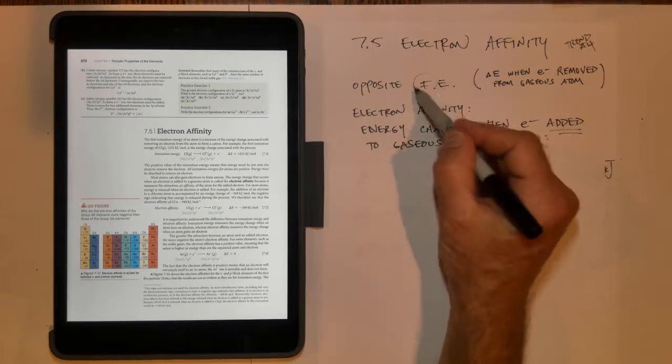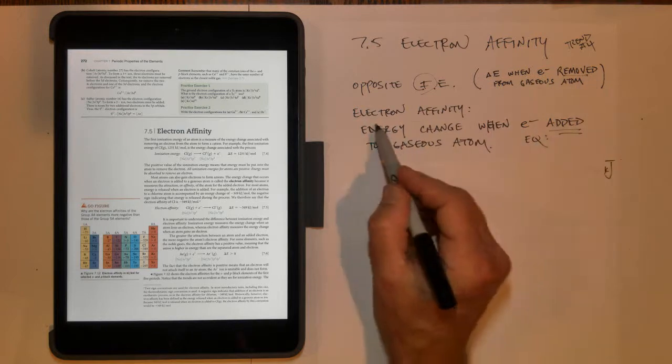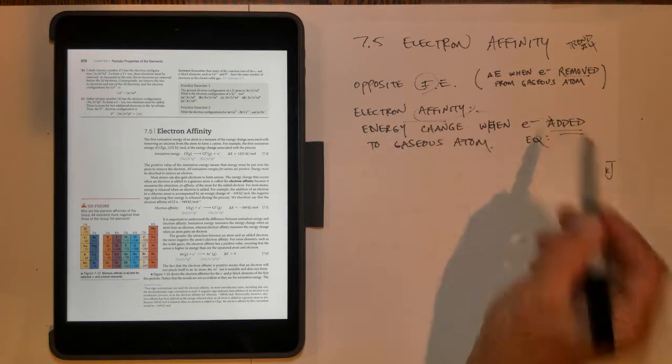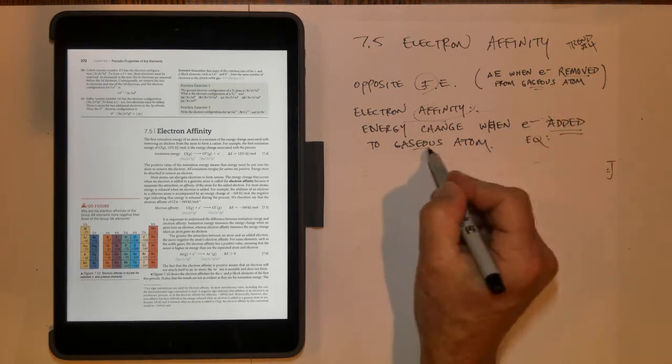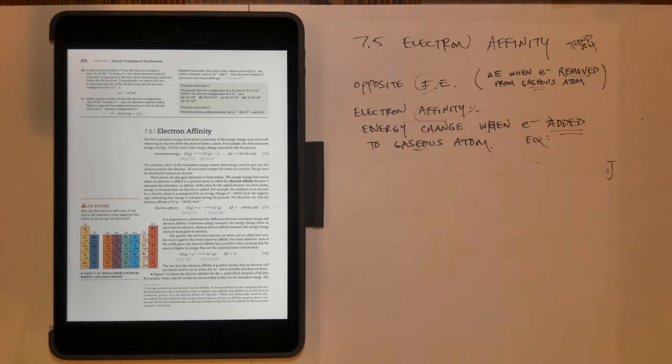So ionization is the removal. Affinity is the addition of an electron to a gaseous atom. Notice both are gaseous atoms. So the equation would look backwards of ionization energy. So the ionization energy of fluorine would be the loss of an electron, but the electron affinity of fluorine would be fluorine gaining an electron. And so we'd end up with fluorine plus an electron giving us fluorine minus 1.